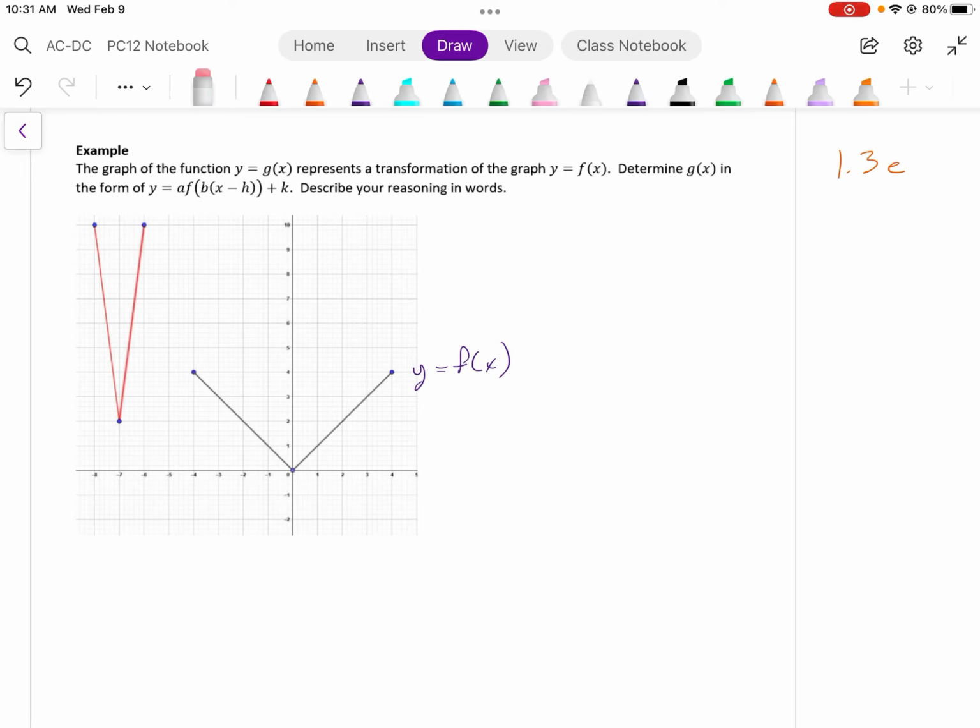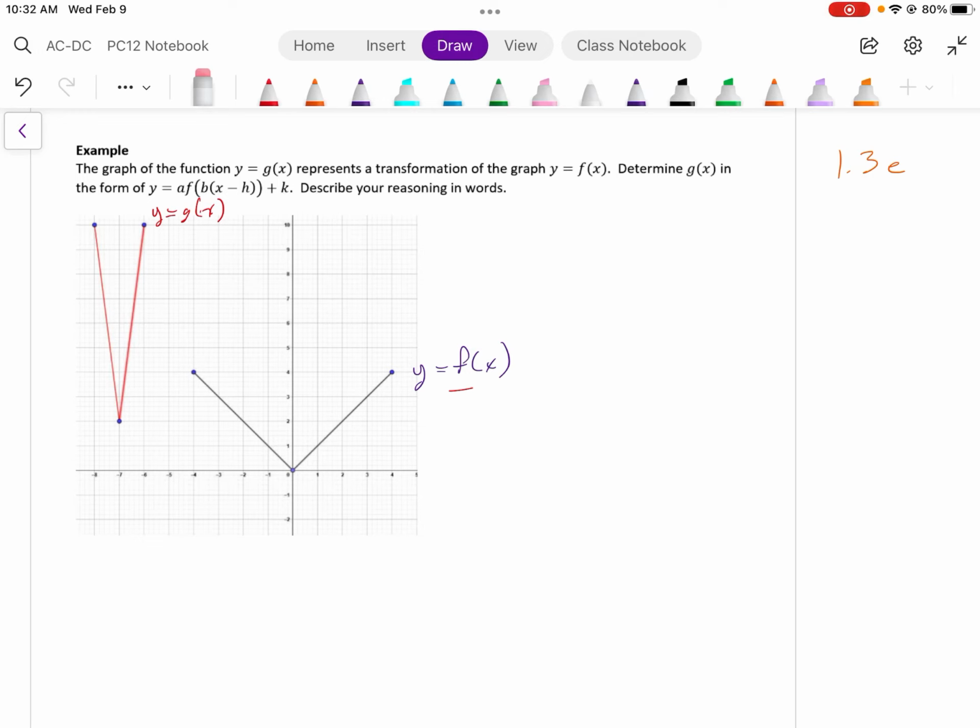So the graph y is equal to g of x represents a transformation of y is equal to f of x. Determine g of x in the form y is equal to a f(b(x minus h)) plus k. In other words, here's f of x, and normally we start off with f of x. Here's g of x, which is the transformed f of x. So we need to pick out a, b, h, and k.